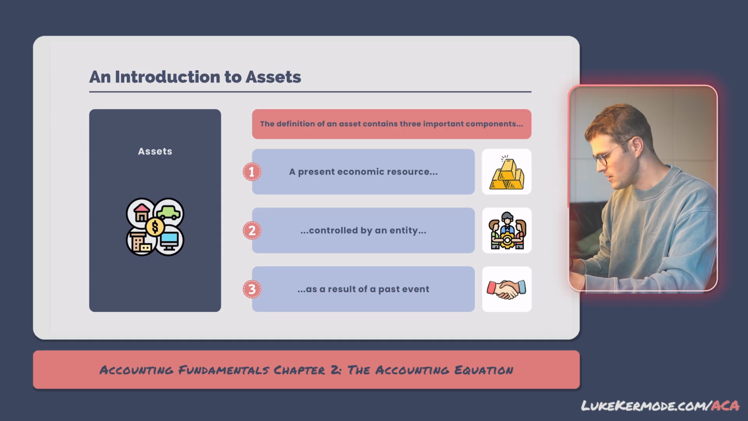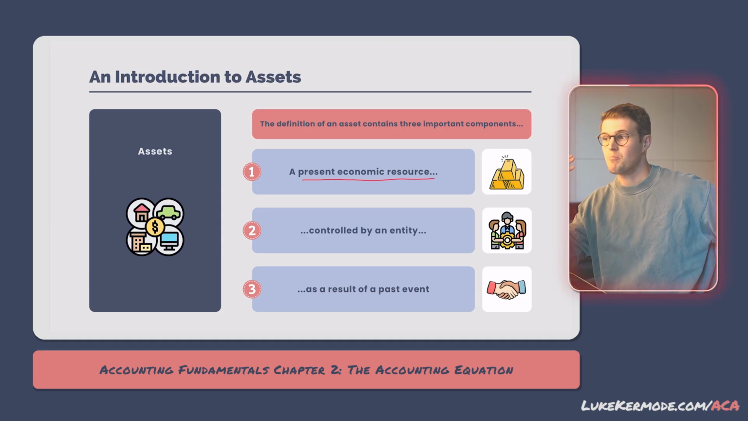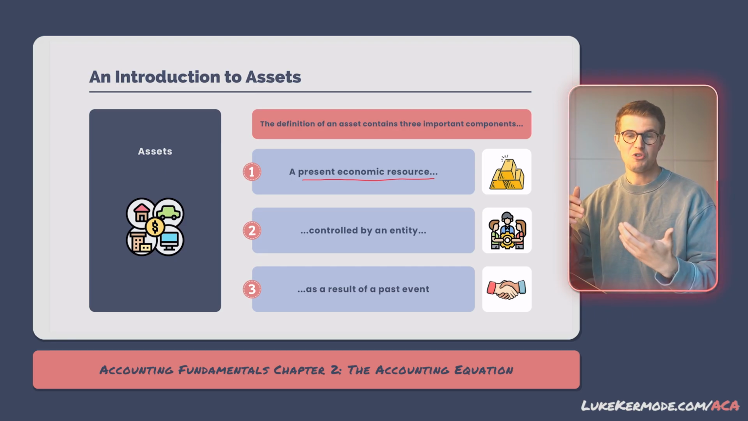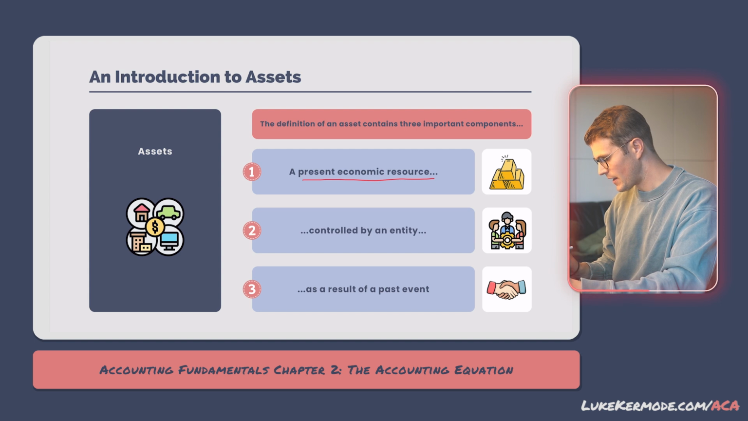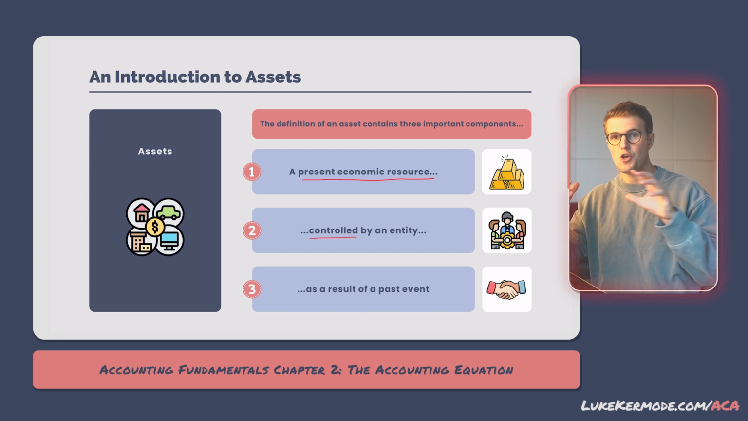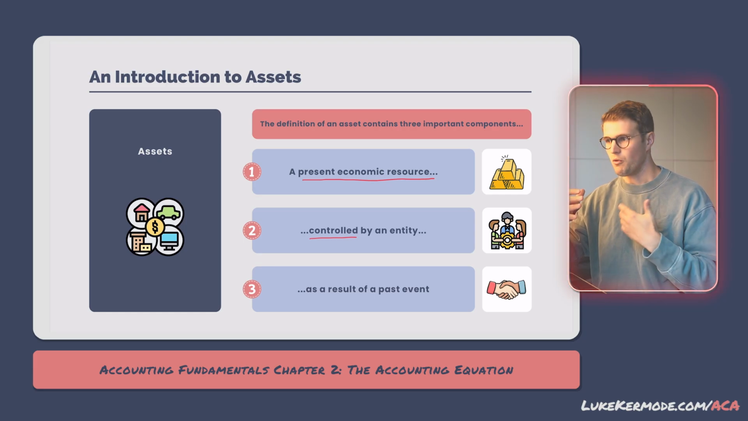First, it's a present economic resource. In other words, it's something that can produce economic benefits either now or later in the future. Second, the business must control that resource. This means that the business has the power to use the asset and decide how those economic benefits will flow.